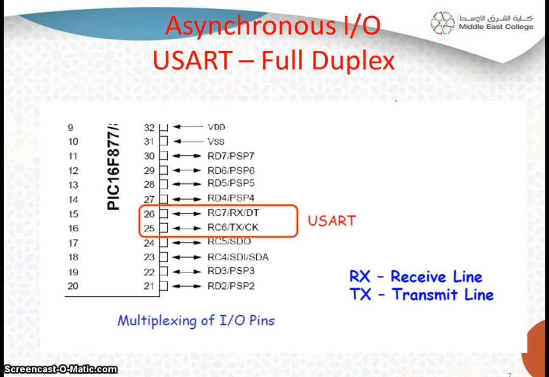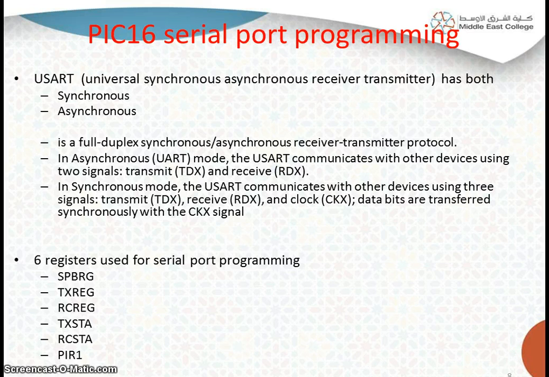So in the PIC16F series, there are two pins dedicated to serial communication. That is the transmitter and the receiver. These pins are part of the port C pins. Port C pin number 6, which will act as the transmitter line, and port C pin number 7, that is RC7, which will act as the receiver pin. The 6 registers which have to be used while programming the serial port are SPBRG, TXREG, RCREG, TXSTA, RCSTA, and PIR1. The structure of these registers and their usage in programming we will learn in the next slides.